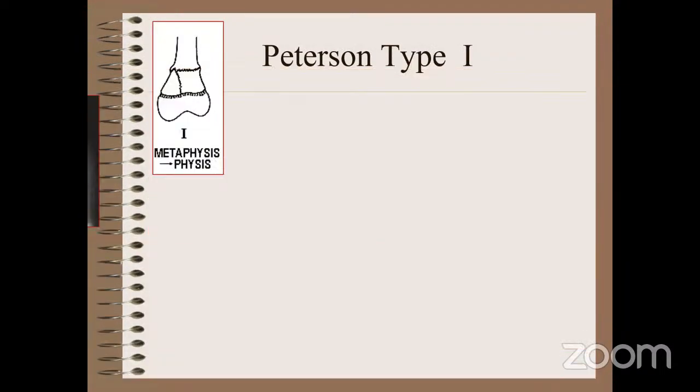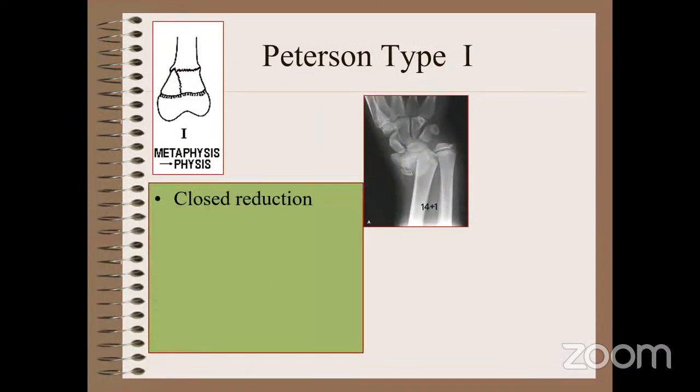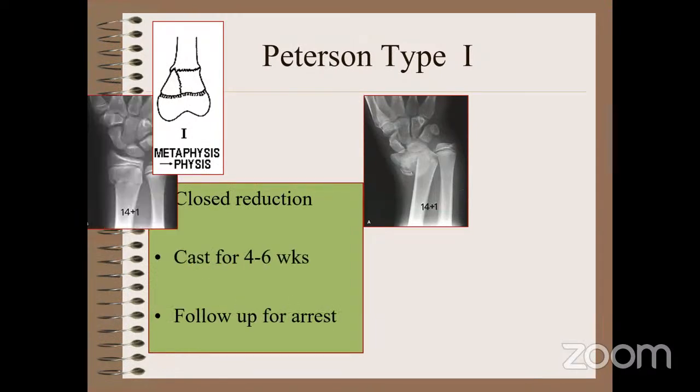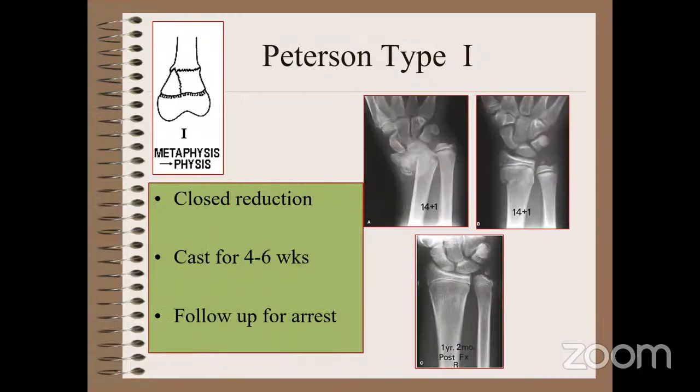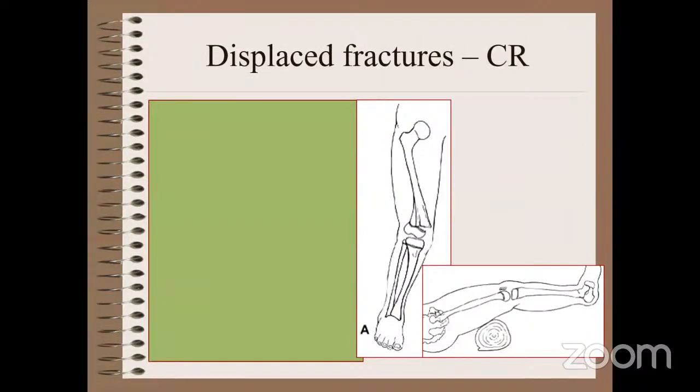So type 1 Peterson, as we said, comminution in the metaphysis which is going to the epiphysis: closed reduction, cast for 4 to 6 weeks, and follow up for growth arrest. Make sure that there is no growth arrest. Peterson type 2 is the same as Salter 2. Depending on the size of the metaphyseal fragment, after your reduction, you may consider stabilization.